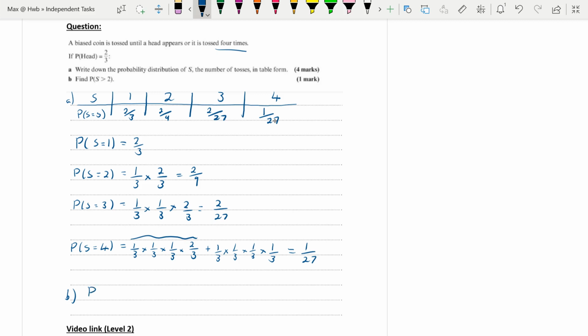Right, now I've got my table. What it wants is the probability that S is greater than 2. The probability that S is greater than 2 is the probability that S equals 3, or the probability that S equals 4. So I'm simply going to add up the 2 probabilities here. So I've got 2/27 plus 1/27, and I'm going to add them up. That gives me 3/27, or a 9th, if I simplify it down.